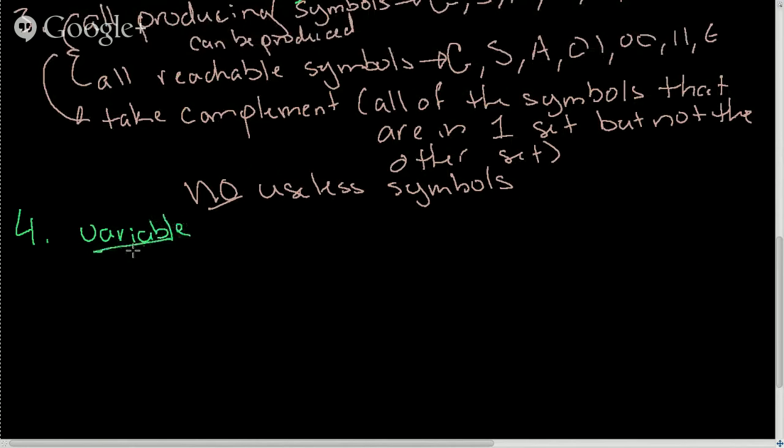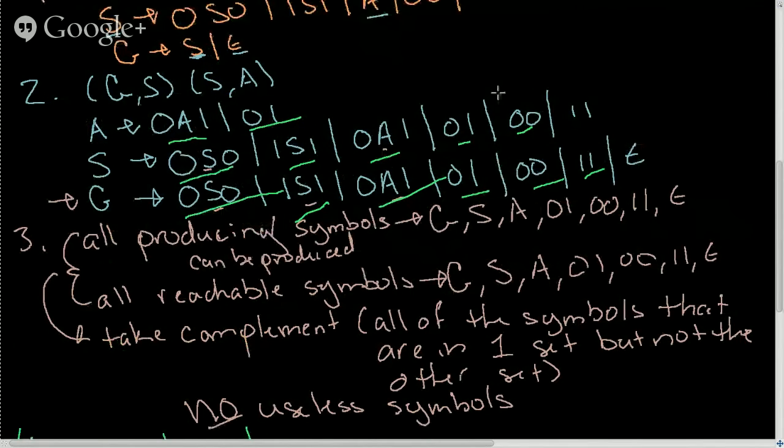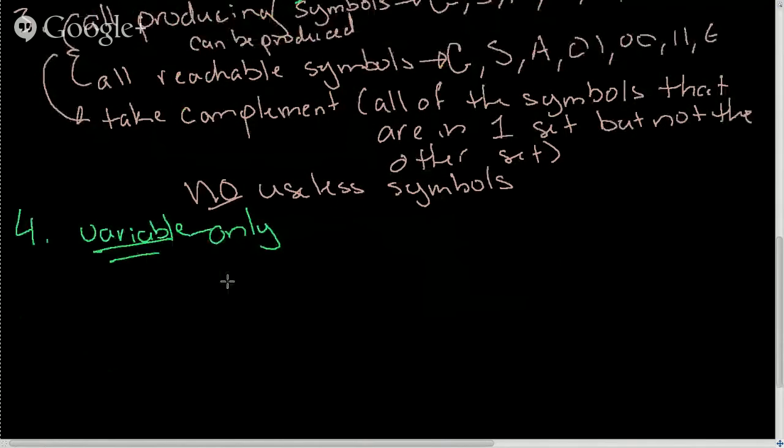Variable only. So we need to look at all of the rules in here that have things that are not variables. What do we have that are not variables? We have 0s and 1s. So we only have zeros and ones that are not variables. So we just want to make variables for those things.